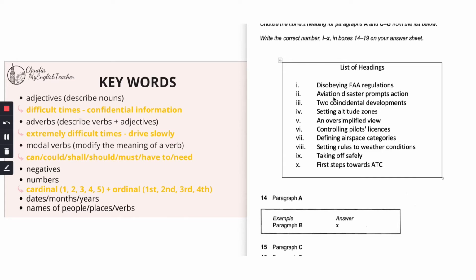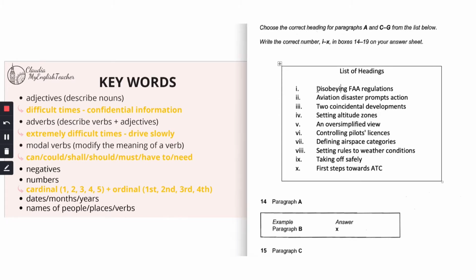Now, if we go and look at the list of headings in this case, we can see that most options have 3 words, apart from option number 2 that has 4, option number 8 that has 4, and option number 10 that has 4. Now, we can also see that we've got 2 acronyms, FAA and ATC, the meaning of which is found in the text. And if you read them more than once, you will notice that a lot of them start with a verb.